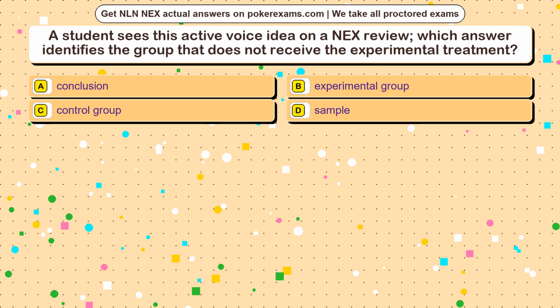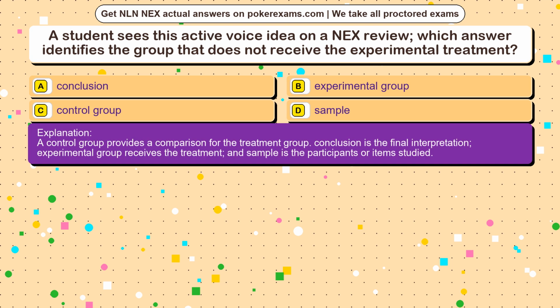The correct answer is option. A control group provides a comparison for the treatment group. Conclusion is the final interpretation. Experimental group receives the treatment, and sample is the participants or items studied.